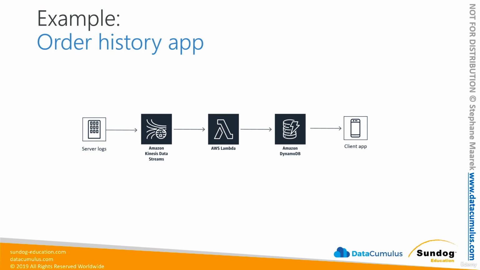Lambda's just going to sit there waiting for trigger events from the data stream, and each trigger event will actually have a batch of events that it needs to go through and extract each individual record and then turn around and write that into DynamoDB. So again, Lambda is just the glue between the data stream and some other service, in this case DynamoDB.